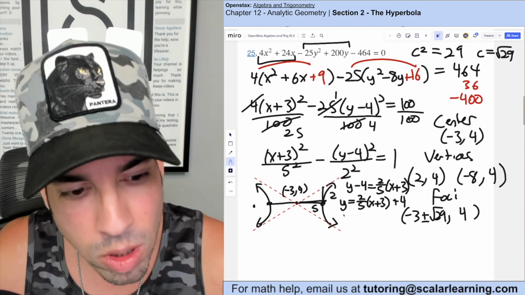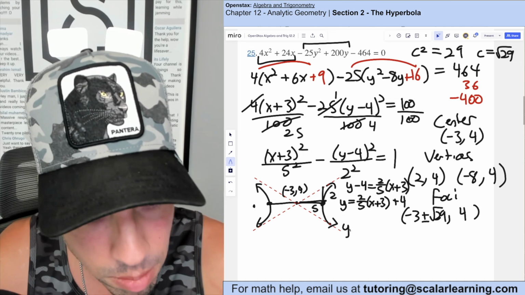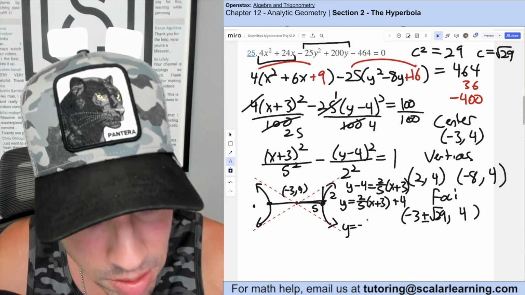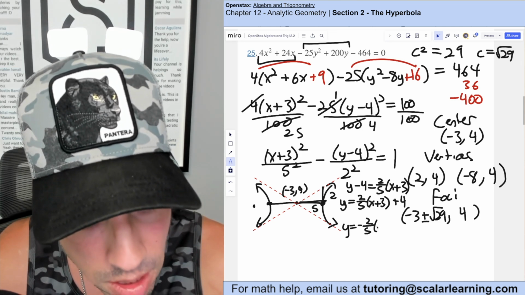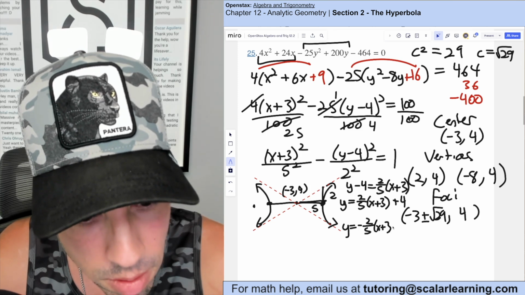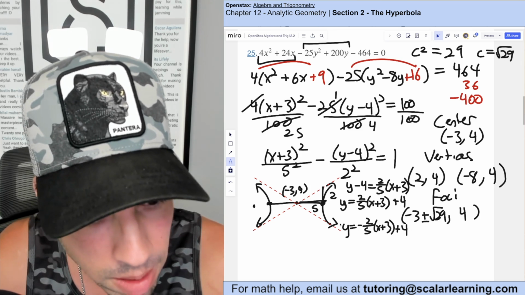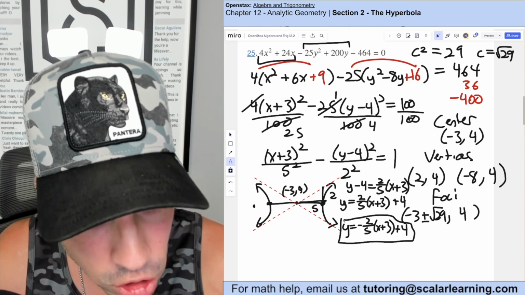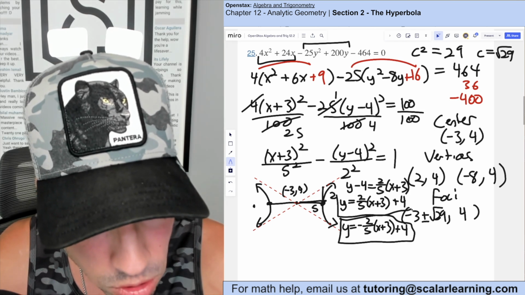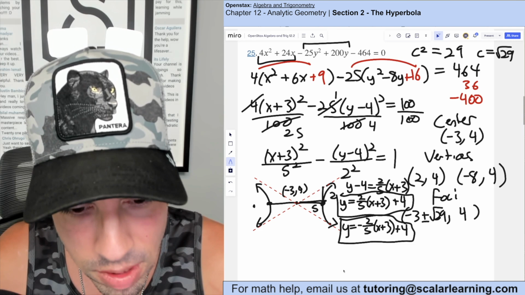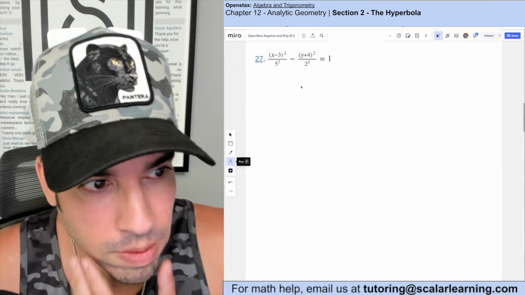Okay, and then the other one is the exact same as this. It's the exact same point, but the slope is negative instead of positive. So negative 2/5, x plus 3 plus 4, like that. So these are the equations of the asymptote. Sorry, it's so scrunched together. And there's everything else. That's how you do it. Done. So for this one, we're just finding the equations of the asymptotes.